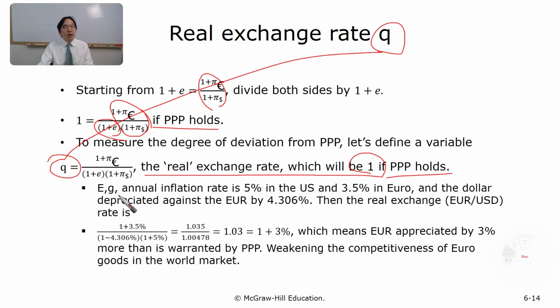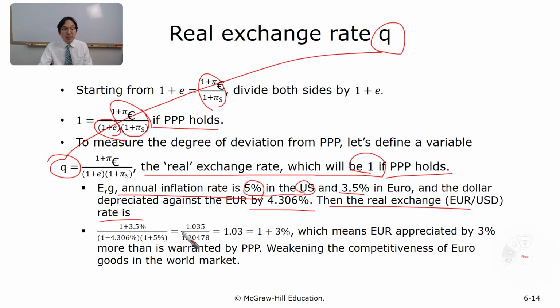For example, say the annual inflation rate is 5% in the US, the foreign country. And in your home country, Germany, the euro inflation rate is 3.5%, or you call it Sweden or France or whichever country. And the dollar depreciated against the euro by 4.306%. The nominal FX rate depreciated. Then what happens to the real exchange rate?